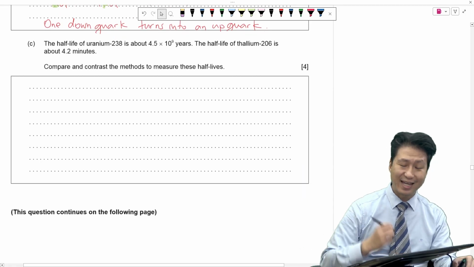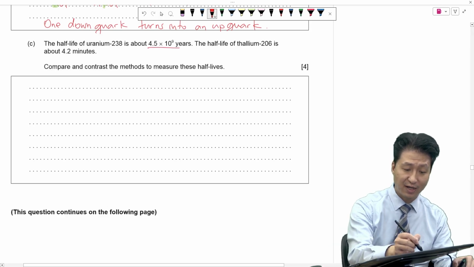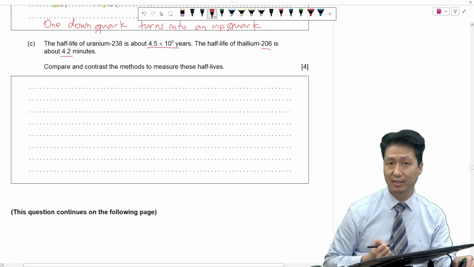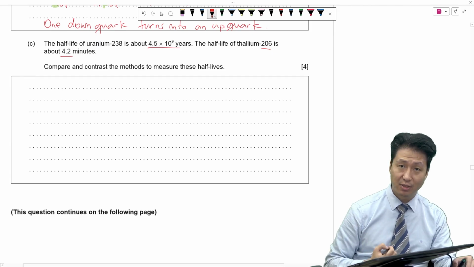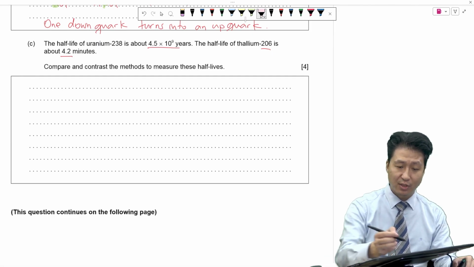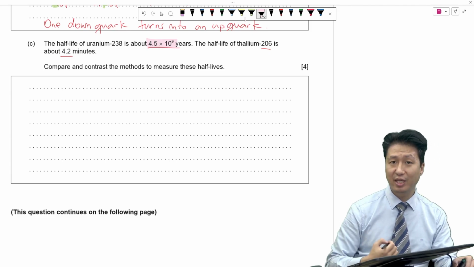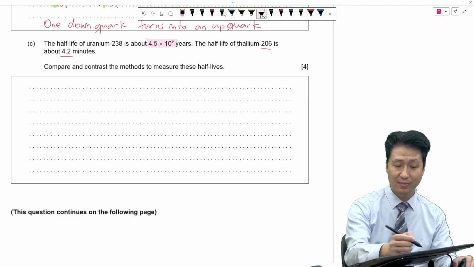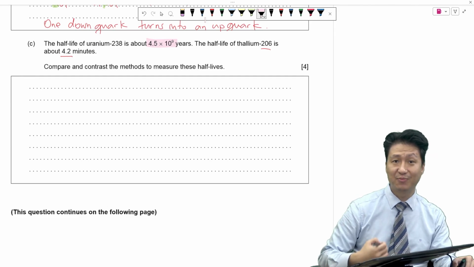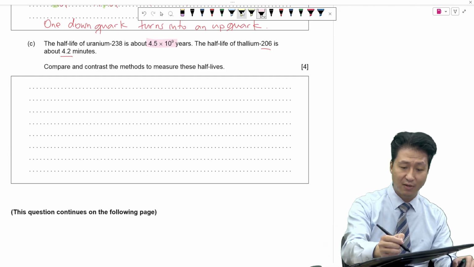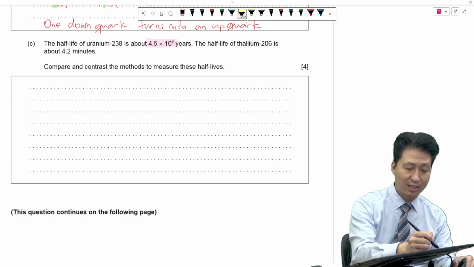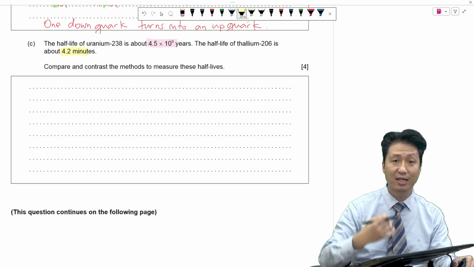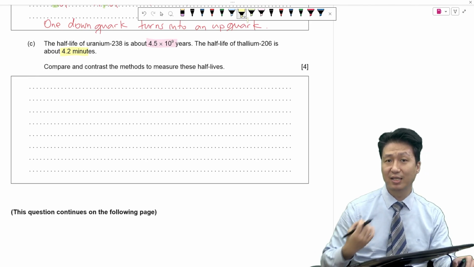Part C, the half-life of uranium is about 4.5 times 10 to the 9 years. The half-life of thallium is 4.2 minutes. Compare and contrast methods to measure these half-lives. So what they want you to see here is that you will not be able to see any changes in the total fraction of number of uranium atoms or the activities, because you would have to wait for 4.5 billion years for them to halve. But in the case of thallium, it's a relatively easy thing to just wait 4.2 minutes and actually measure either the activity or the number of remaining thallium atoms, to see what the half-life is.